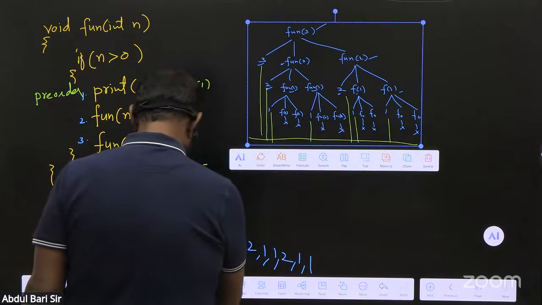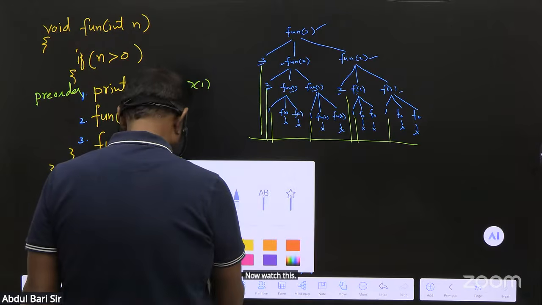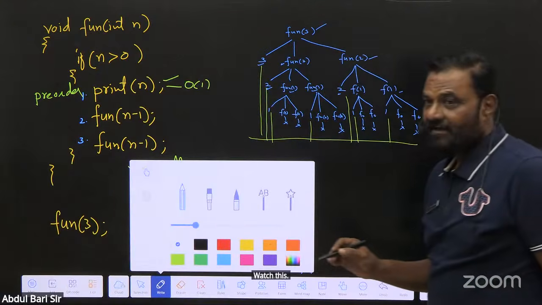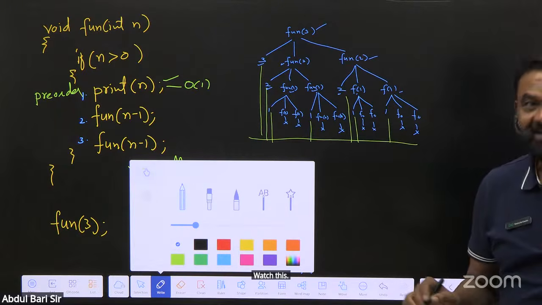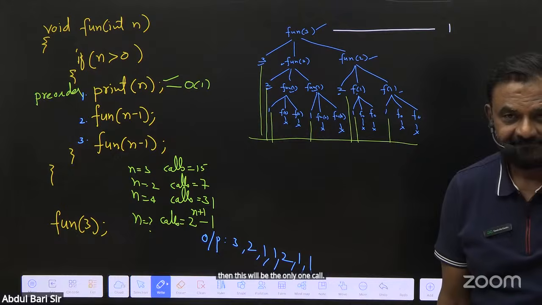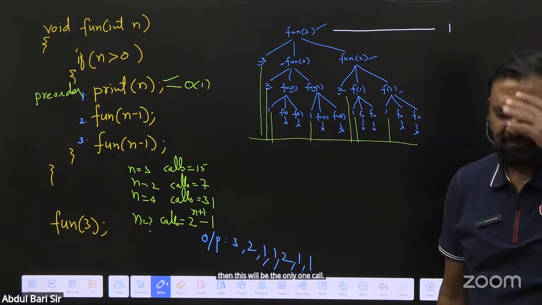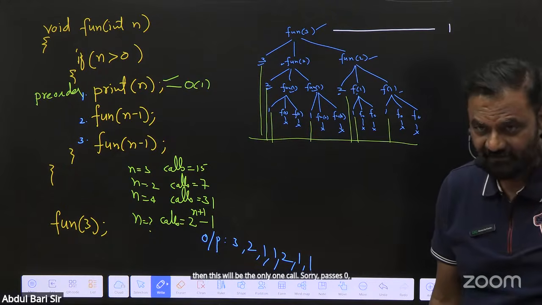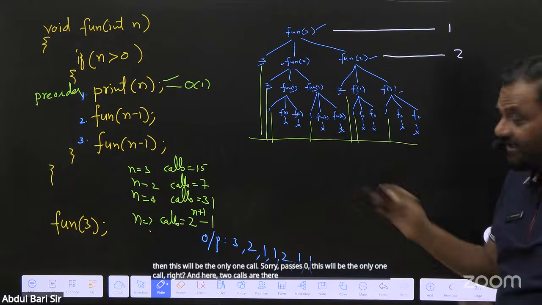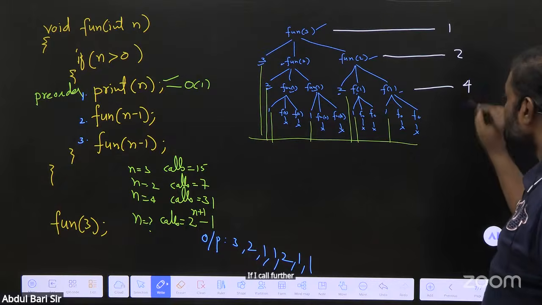Now watch this. If I pass 1, then this will be the only one call. Pass 0, this will be the only one call, right? And here, 2 calls are there. If I call further, 4 calls are included.